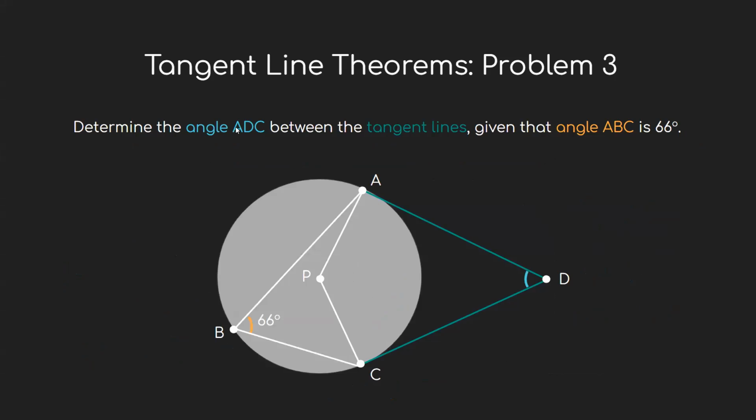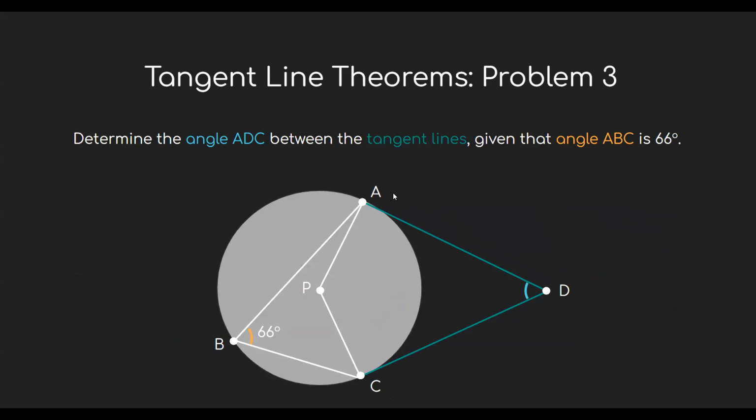And I'll go on to the next problem. So for this, we have to determine the angle ADC between the tangent lines, so these two green lines, given that the angle ABC is 66. Okay, now let's mark this down. ABC from here to here to here, the angle in between that, so this orange angle here, right? This orange angle is 66. And we're trying to find this angle ADC. So from here to here to here, so this little blue line here.